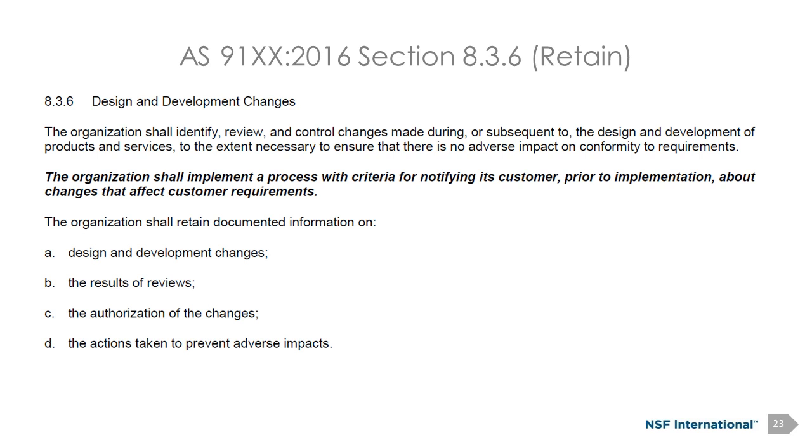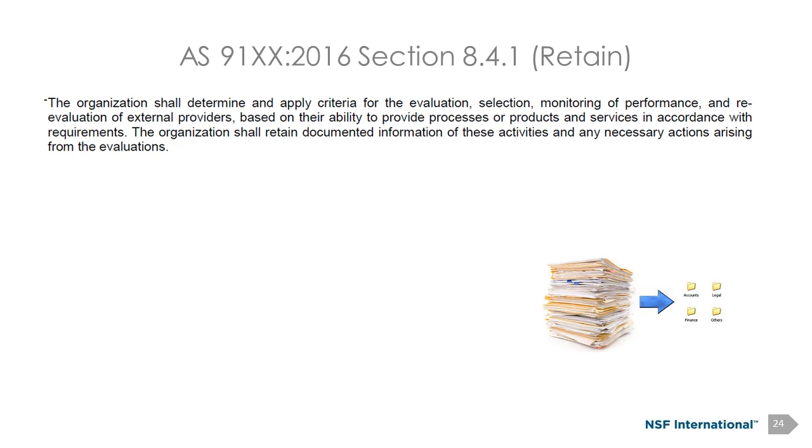And then we move on to section 8.3.6, which is under design and development changes. So if we're going through a change or an iteration to the design or the configuration of the product, we've got some retained documented information associated with ensuring that the design and development changes have been done, the review has been done, the right people have been involved, and the actions were taken to prevent any adverse impacts. So we've got some evidence to show through maybe an ECO, ECN type process that the design changes were appropriate and authorized by the right and relevant people.